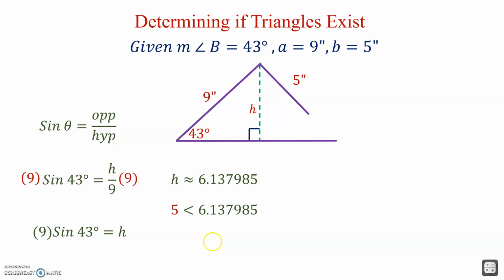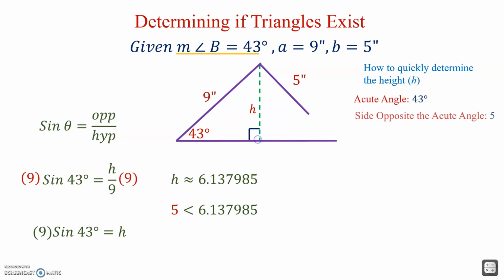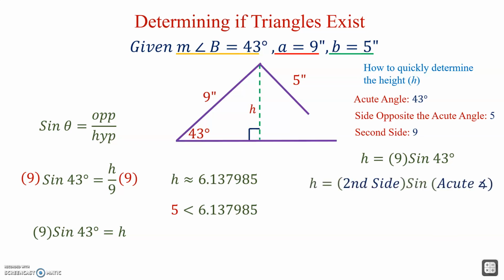So we see that if we compare the opposite side with the height, that's the information we'll use to determine if the triangle even exists. What we need is a quick way to find h. Well, we were given an acute angle. We were also given the side opposite that acute angle, and we were given a second side. We found the height by multiplying 9 times sine 43. 9 just happened to be the second side, and 43 was the acute angle. So we have a generic formula for finding the height: height is equal to the second side times the sine of the acute angle.